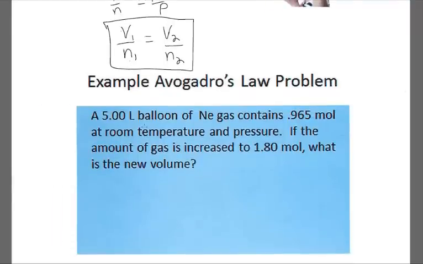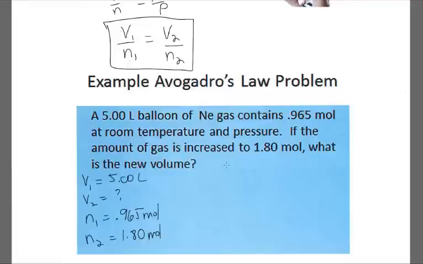All right, we have a 5-liter balloon of neon gas with 0.965 moles of neon gas at room temperature and pressure. If the amount of gas is increased to 1.8 moles, what's the new volume? Okay, so let's write down what we know. V1 is 5 liters. V2 we don't know. N1 is 0.965 moles, and N2 is 1.8 moles.